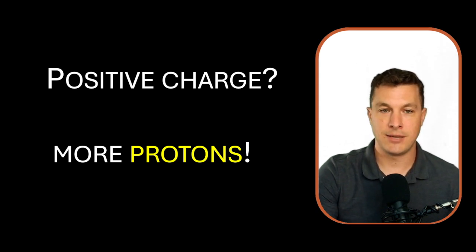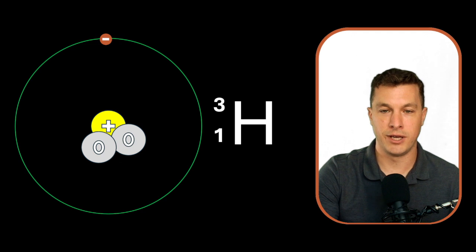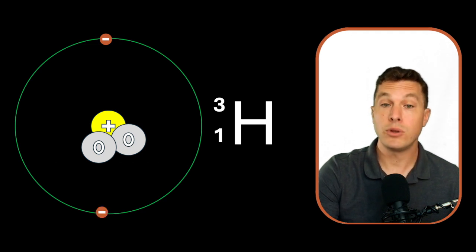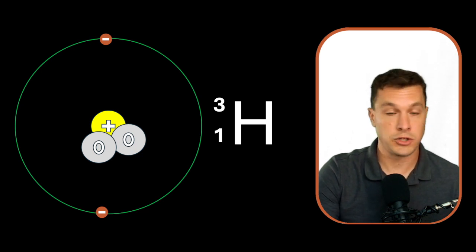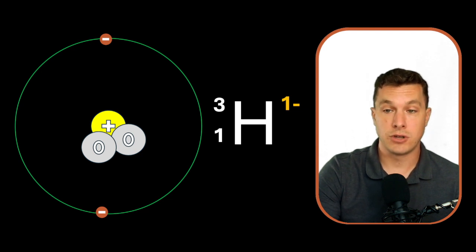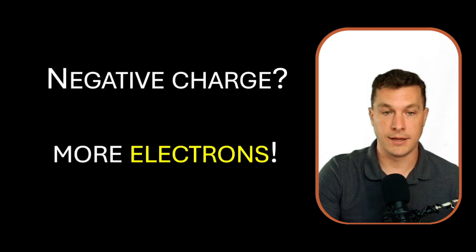Let's do the opposite. Let's say we had more electrons. Here's hydrogen 3 again. He still doesn't talk. Let's say we add an electron. Now notice there's more negative things, 2 negative things and just 1 positive thing. So the overall charge of this element would be negative. And so when we write a negative charge, that means there's more electrons.